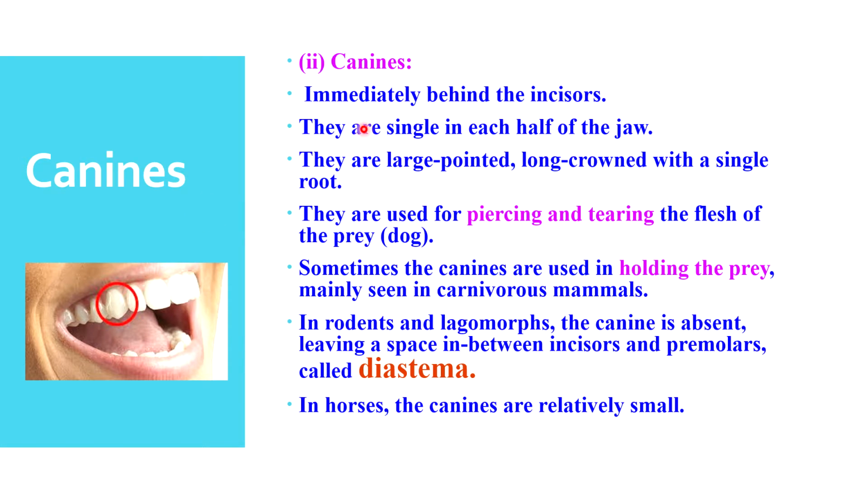Then the second one is canines. Immediately behind the incisors the canines are situated, and they are single in each half of the jaw.